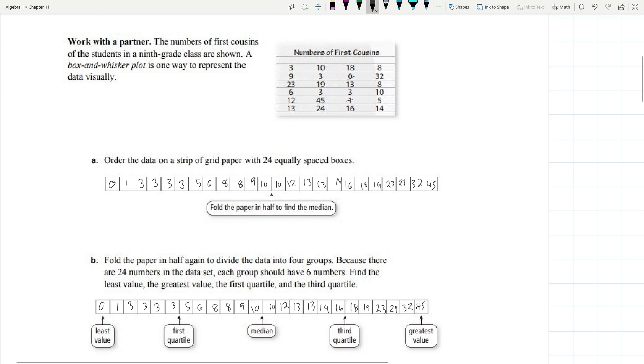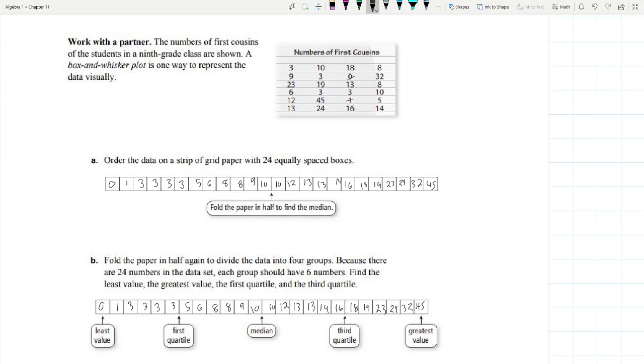And so this plays into what we're going to be learning today, where we're going to be able to identify the least value, the greatest value, and identify our first quartile, median, and third quartile. Whenever we're talking about quartiles, it sounds like quarter because that's pretty much what it is. It's that first quarter of the numbers, and then there's the second quarter, then the third, and the fourth.